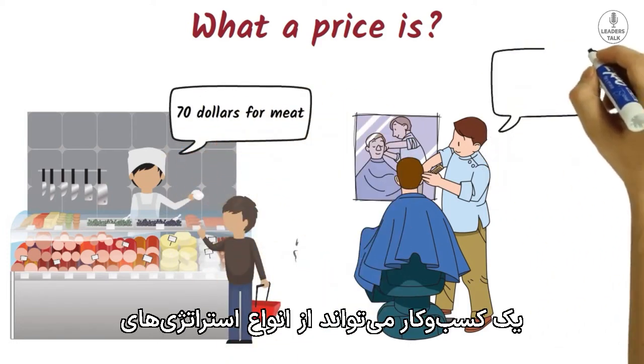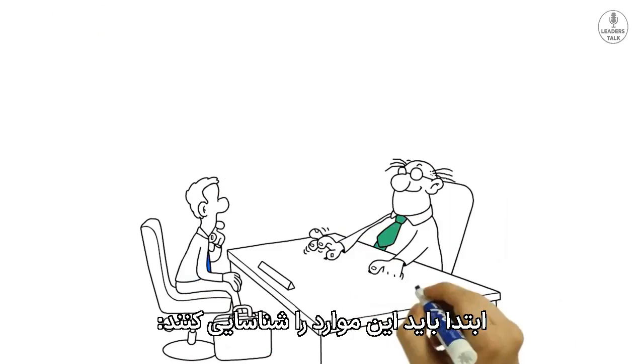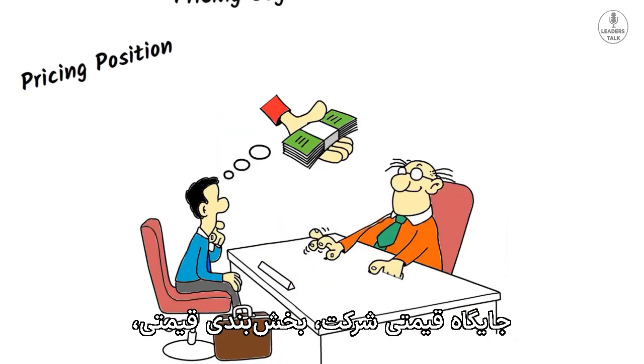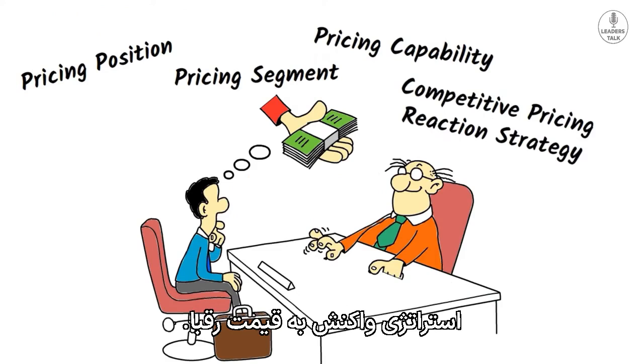A business can use a variety of pricing strategies when selling a product or service. To determine the most effective pricing strategy for a company, senior executives need to first identify the company's pricing position, pricing segment, pricing capability, and competitive pricing reaction strategy.